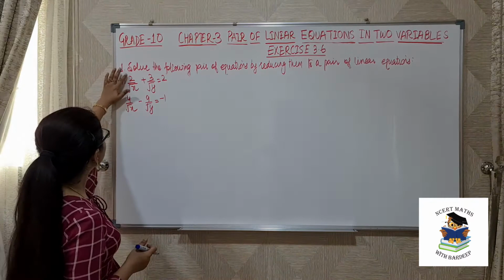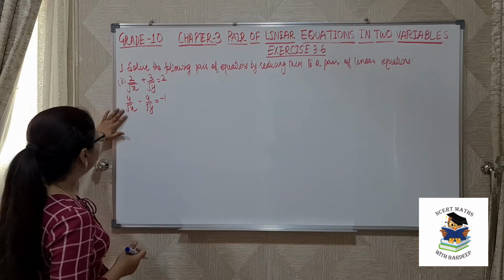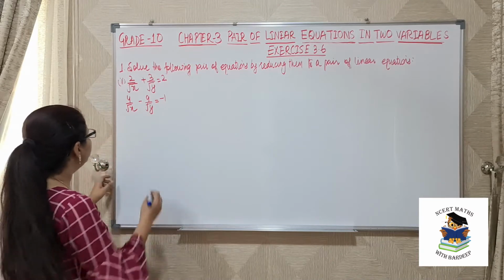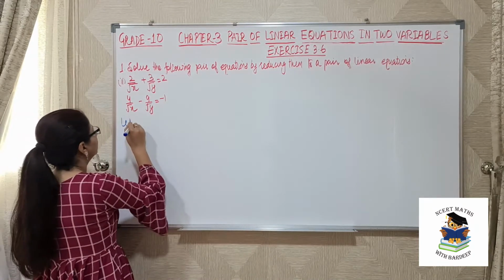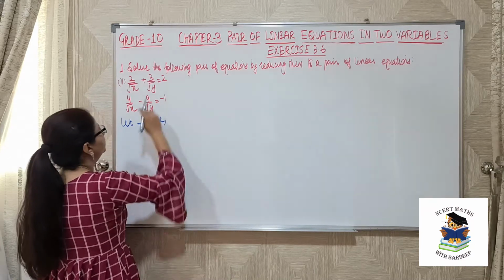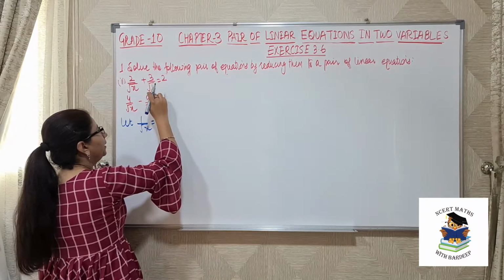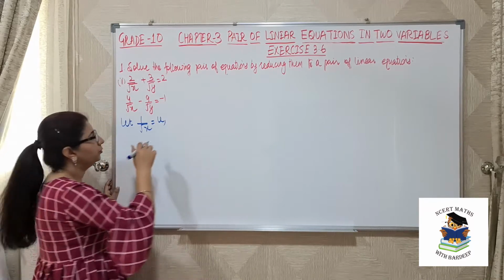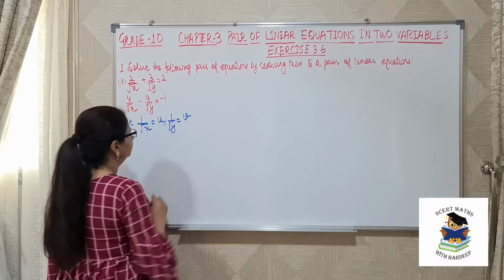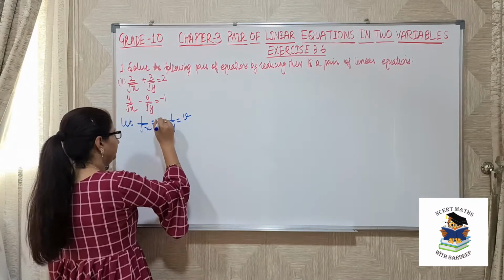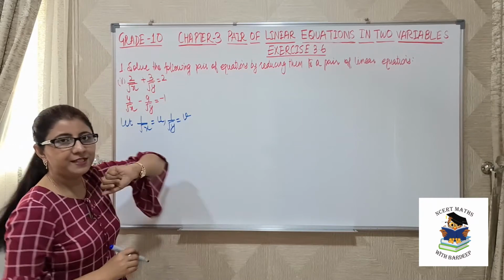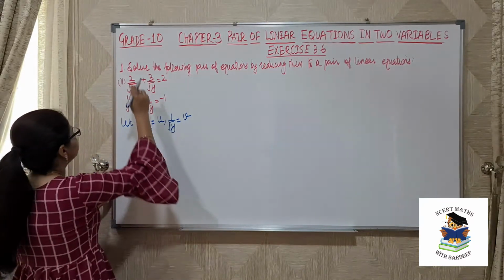So now again we can see 1 by root x and 1 by root y are common. So we will assume these to be other variables. Let 1 over root x equal u. Here also 1 by root y, so 1 by root y equals v. So substitute this in these equations and let's see what our given equations are then.